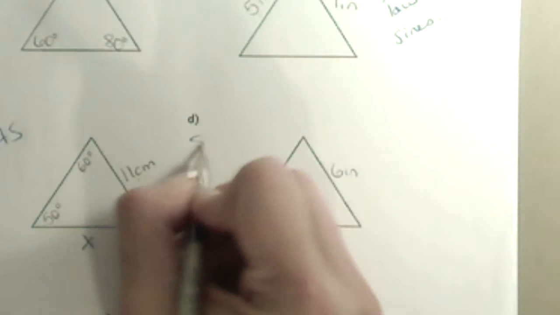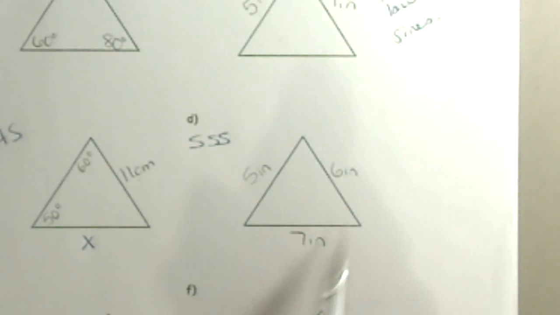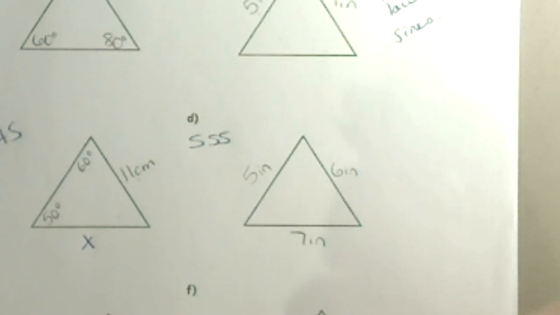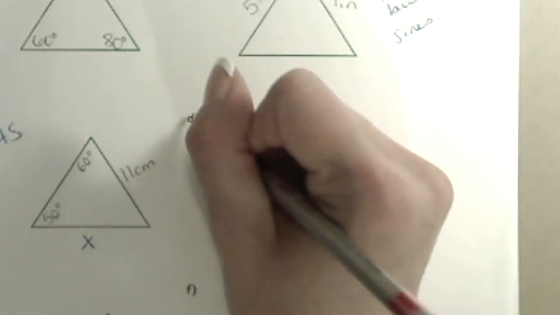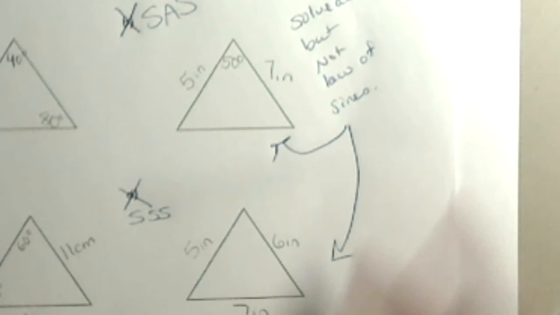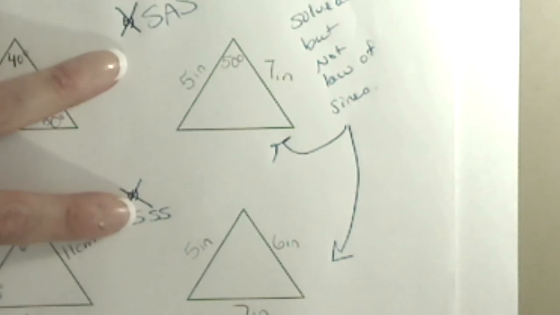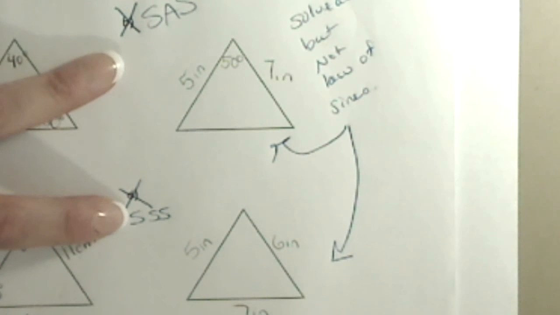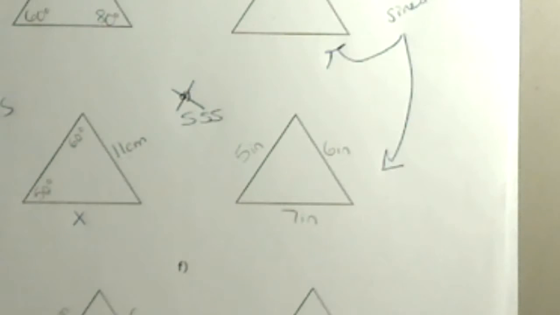D is a side, side, side situation. Okay, you know all three sides, but you would need at least one angle to set up and do law of sines. So this one also is solvable, but not with law of sines. Of these two, side, angle, side, or side, side, side, we're going to need law of cosines.